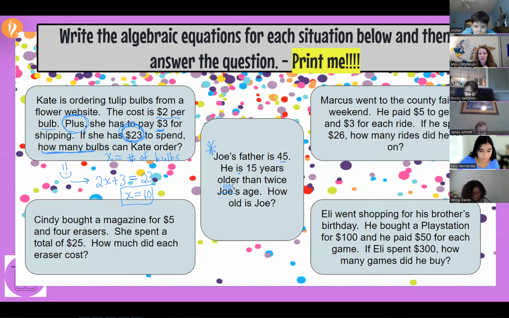How old is Joe? Oh, Joe's father. Miss Richardson, so silly. Will you please pay attention to what you're reading? All right, anyway, so how old is Joe? So Joe isn't 45. Joe's father is. So somebody is 45 years old, the father.